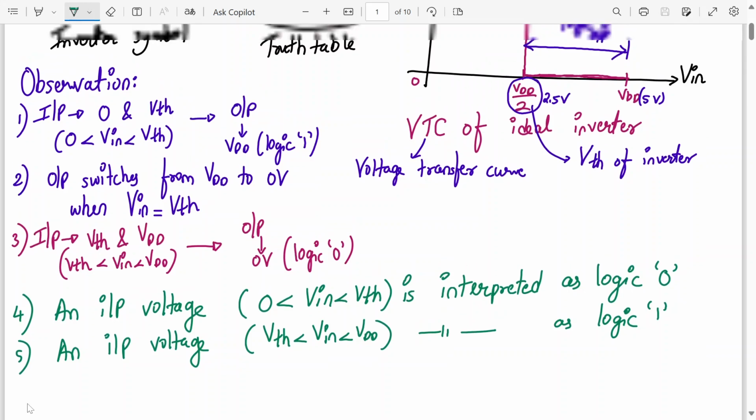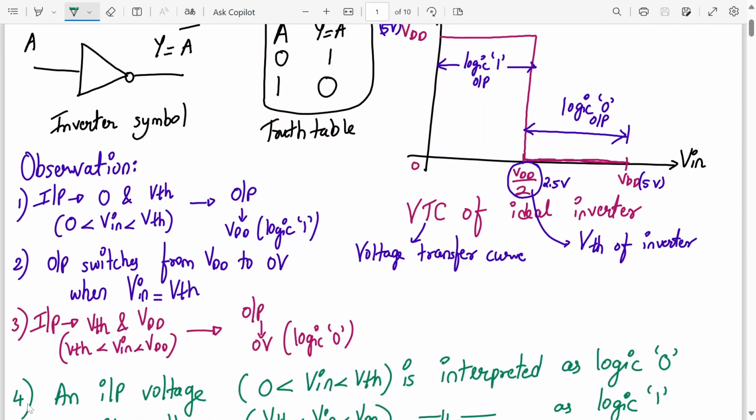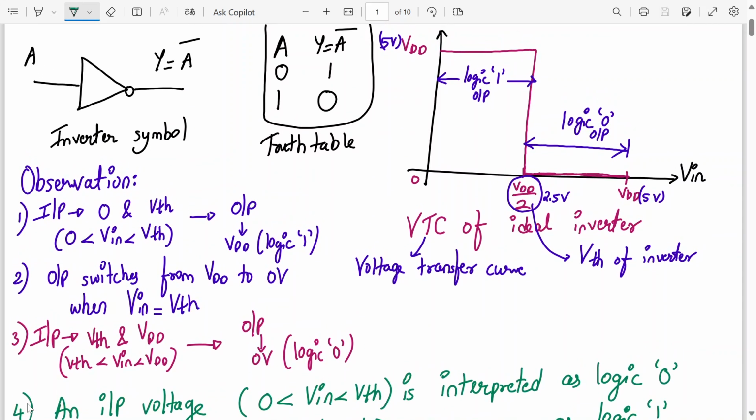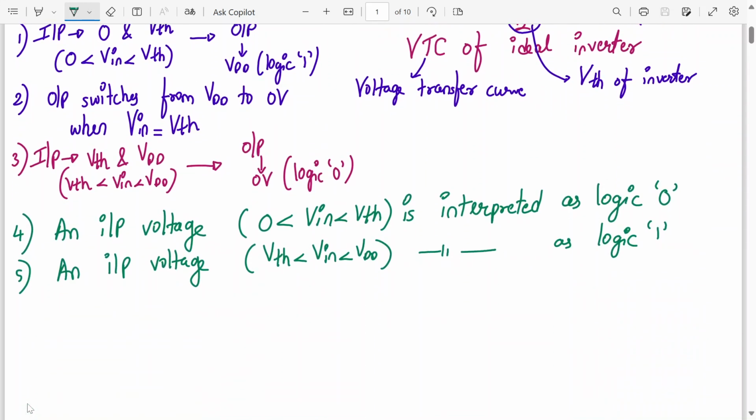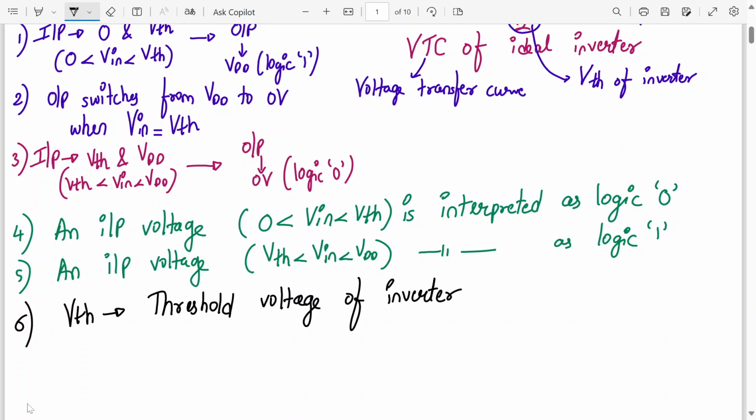And from the VTC curve, it's very evident that the transition between logic 1 and logic 0 occurs abruptly at an input voltage Vin equal to VTH, or VDD by 2. Okay, where VTH is called, write down, threshold voltage. We have a threshold voltage for the device, but this is different. This is the threshold voltage of the inverter. Alright, or it is also called the transition voltage of the inverter.